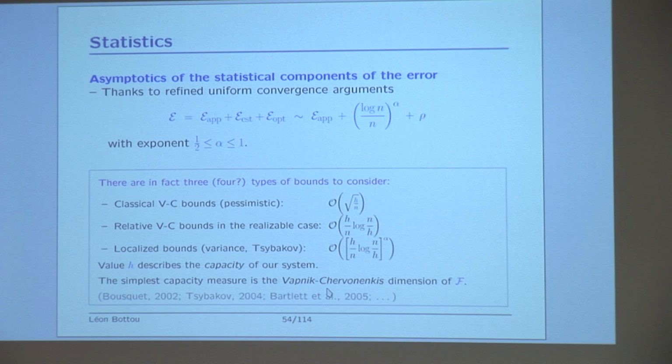So you can see this as saying that when you have estimation error in play, you are really limited by something that's 1 over n to the alpha, with alpha between 1/2 and 1. Sometimes you have a log that comes in here, but it's not a very significant term.